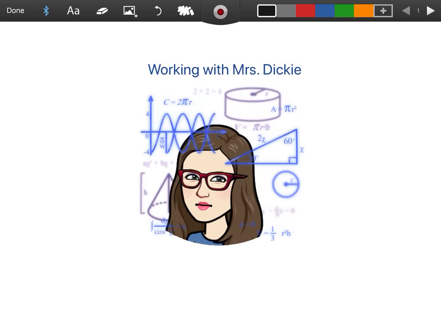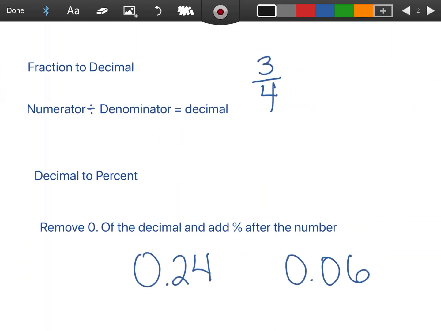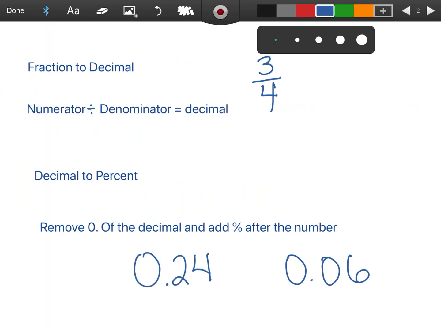Today we're going to be looking at probability and percents. So we're going to do a quick review from last week about how to go from fractions to decimals and decimals to percents. So if you're given any fraction, you can go into your equivalent fractions, but some of you struggle with that, and I'm a firm believer of working smart, not hard.